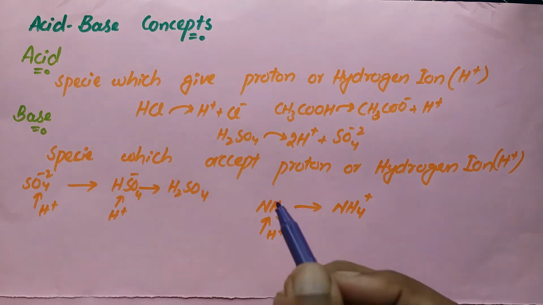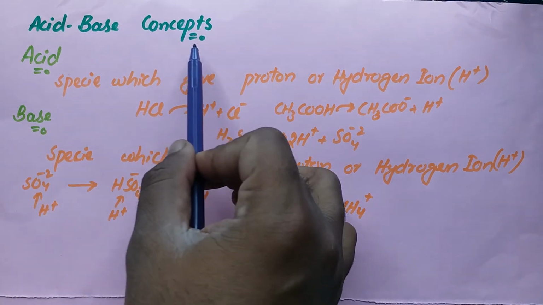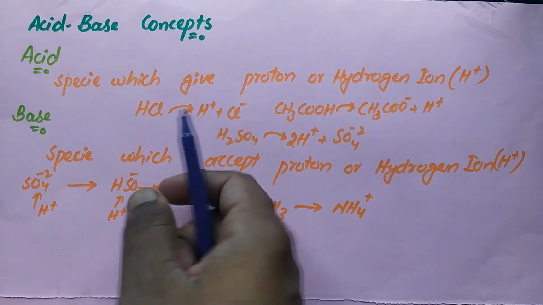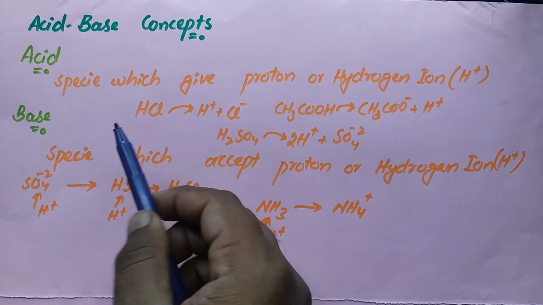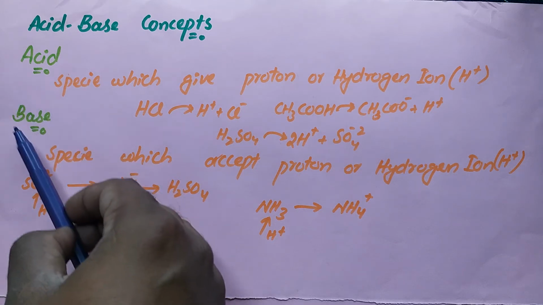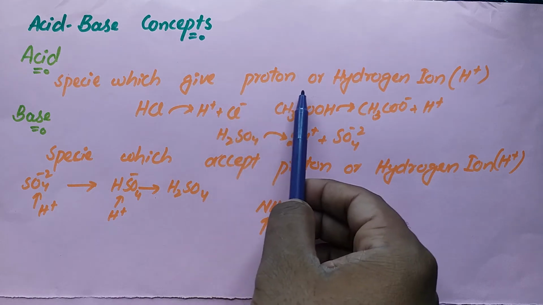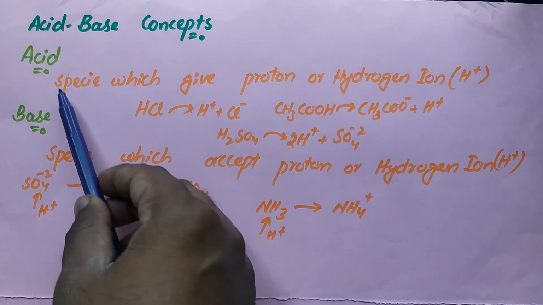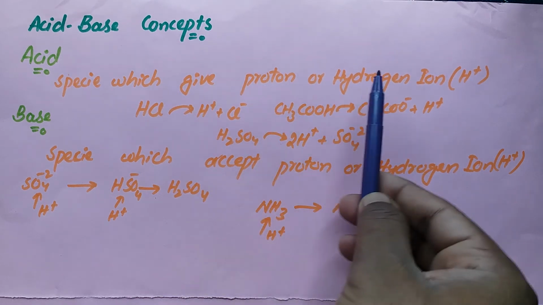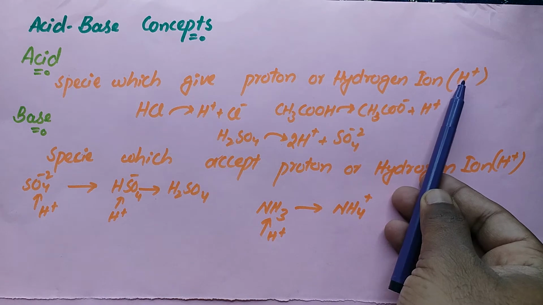Assalamu alaikum. Today we are going to discuss the acid base concept, and then we will also solve some MCQs related to this concept. So first of all, what is acid and what is base? The species which give a proton or hydrogen ion is called acid. A proton and a hydrogen ion are the same, that is H positive.